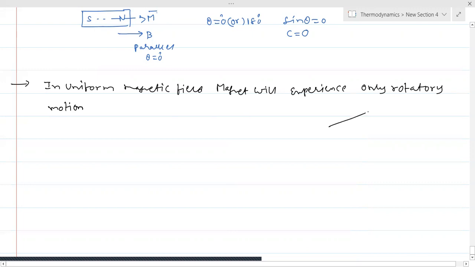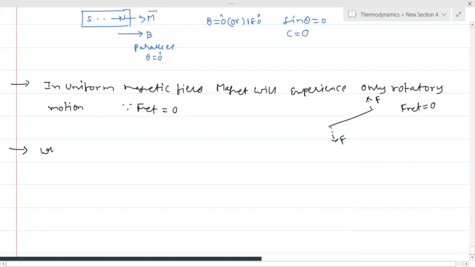Because if this is the body, we have a force in the normal direction in this way. So this is F and this is F. The net horizontal force acting is F minus F, which equals 0. When F net equals 0, there is no translatory motion. When there is no force, obviously there is no translatory motion. But we have a couple, so because of the couple we have rotatory motion, since the net force equals 0.